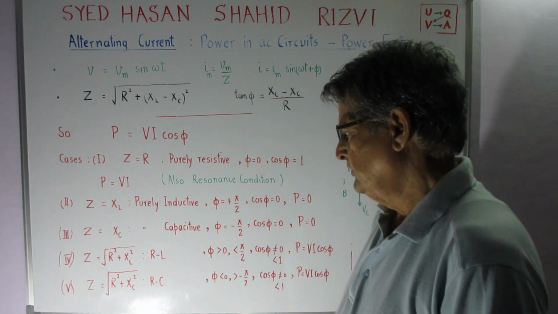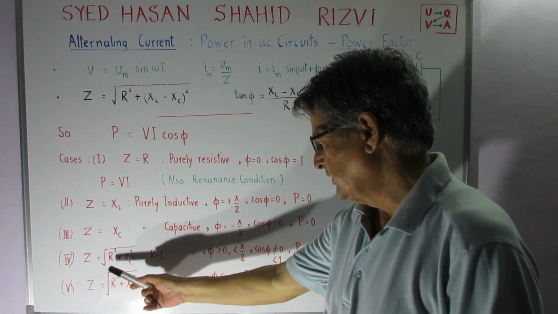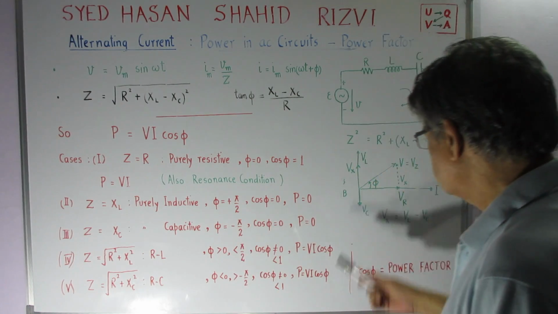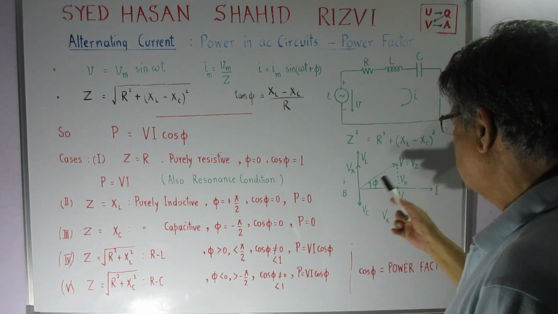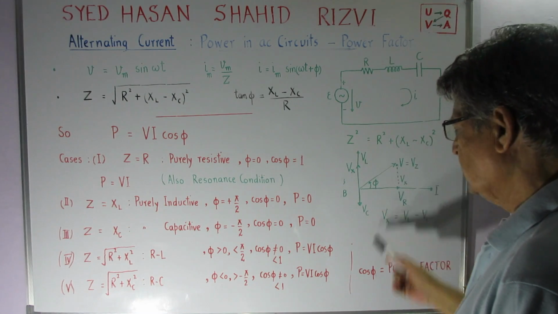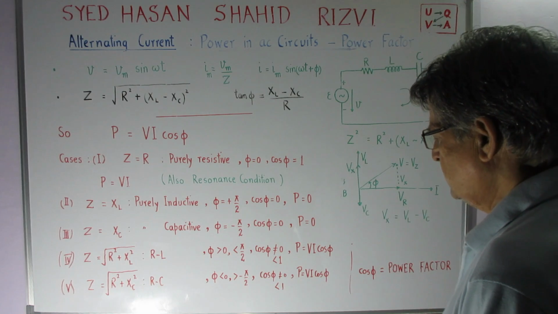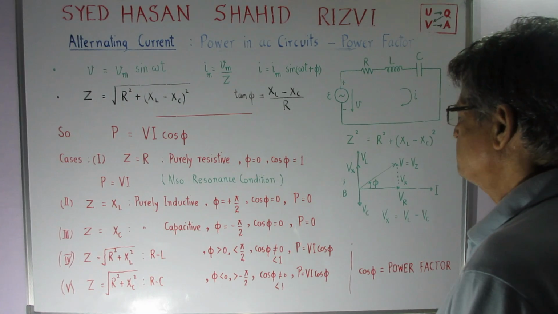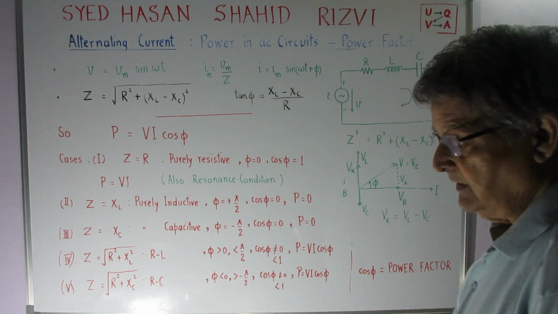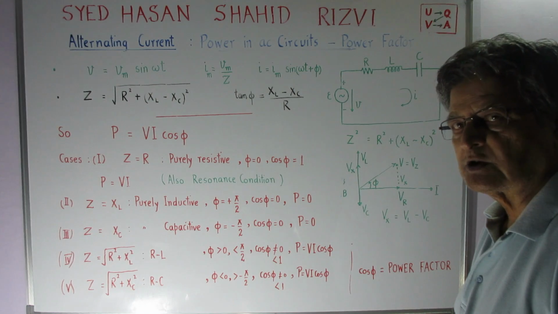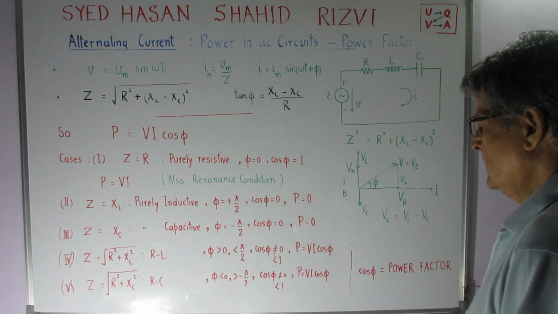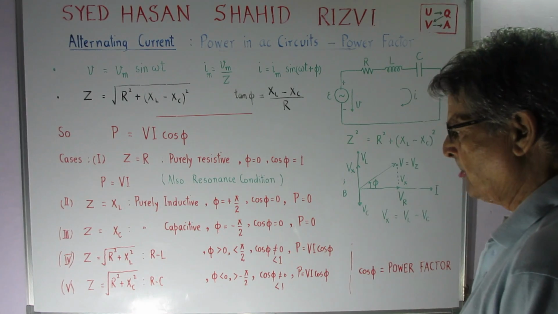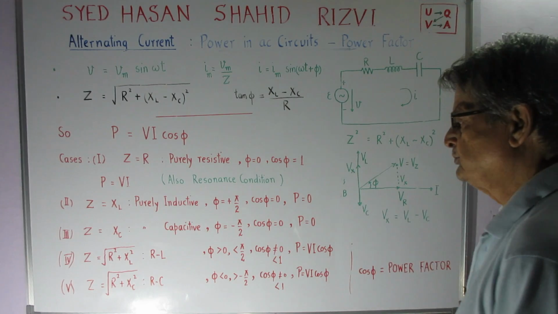The fourth case is when we have a combination of R and L. So Z is equal to the square root of R square plus XL square. Phi in this case is greater than 0, like shown here, but less than pi by 2. So it is a condition where cosine of phi is not equal to 0, but it is less than 1. You know that cosine is a symmetric function. The cos of minus phi is equal to cos of phi. So P becomes equal to Vi cos of phi. Power factor is cos of phi, whatever is the value. But it is less than 1.